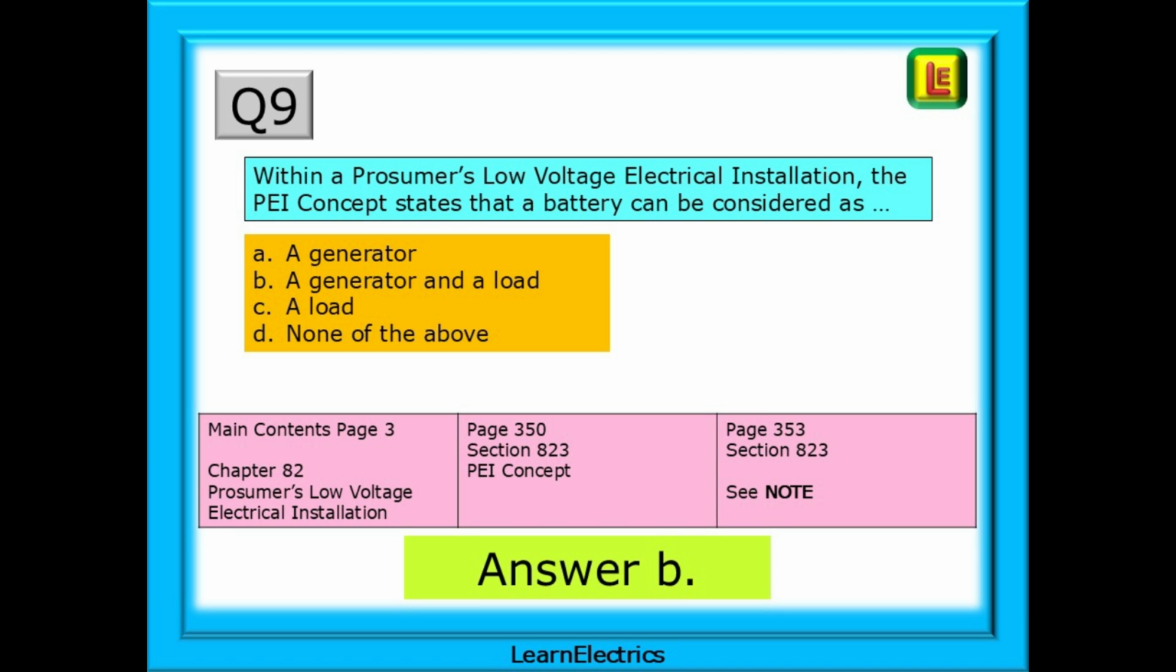On page 3, we have a reference to chapter 82, prosumer's low voltage electrical installation, and we can see that we should go to page 350. On page 350, we have an indication for section 823, the PEI concept. Turning to page 353, we find section 823, and if we look at the note in this section, we will find our answer, and choose answer B.